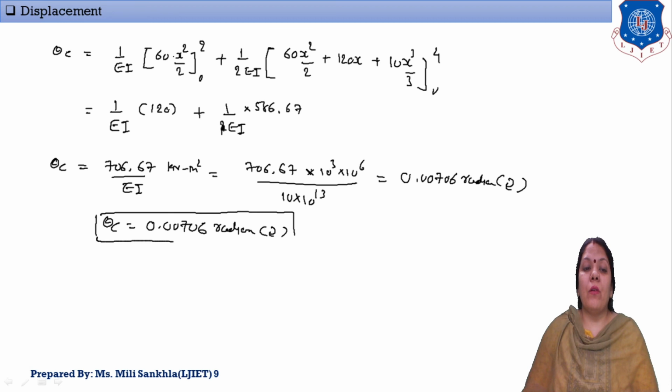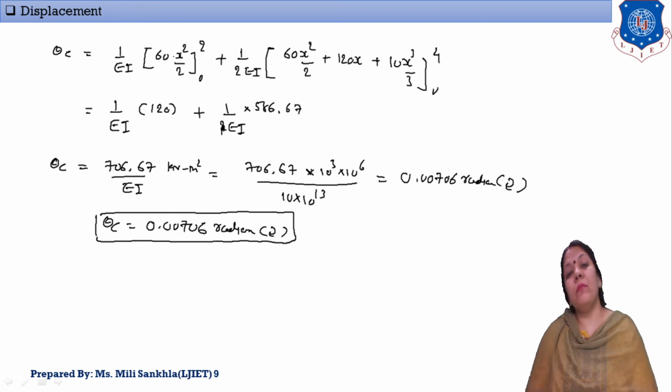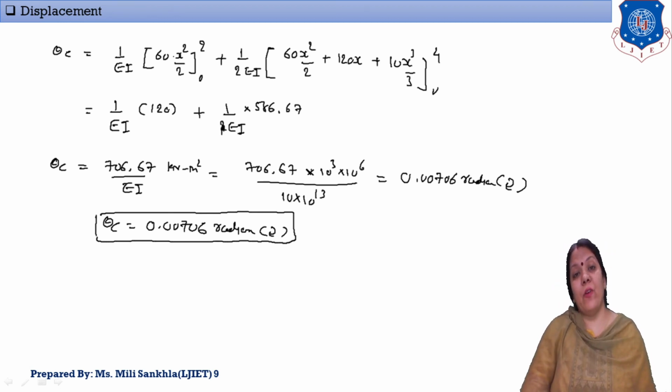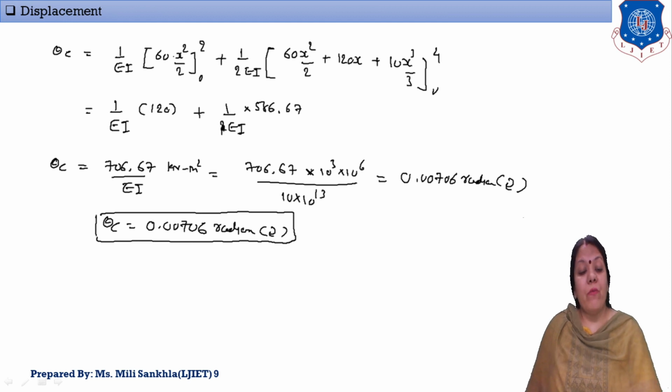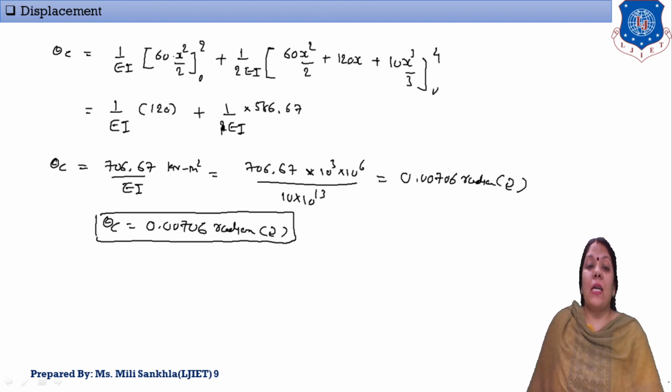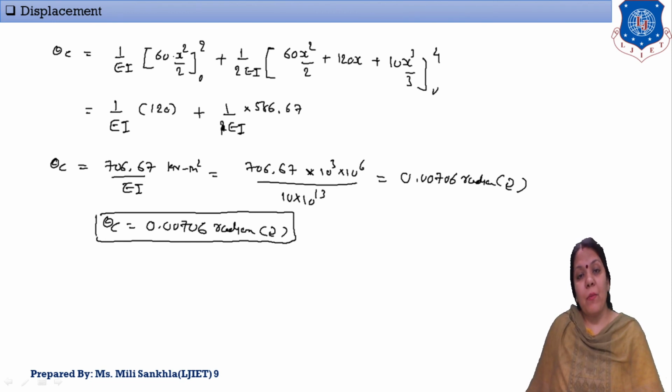Okay, here we complete the example of the cantilever beam, and this cantilever beam we solved with Castigliano's theorem 1. In the next session, we will solve another type of example with another type of beam. Okay, just now we stop here.